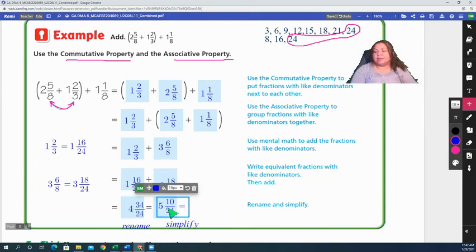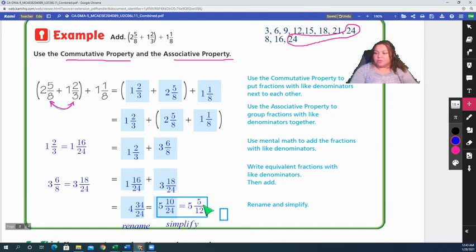So I'm going to simplify. And I know that I have to simplify because both the numerator and the denominator are even numbers. So I know for sure that they are divisible by at least 2. So if I divide 10 and 24 by 2, I get 5 twelfths. 10 divided by 2 is 5. 24 divided by 2 is 12. I'm just cutting it in half, right? Both numerator and denominator. And the whole number stays the same.